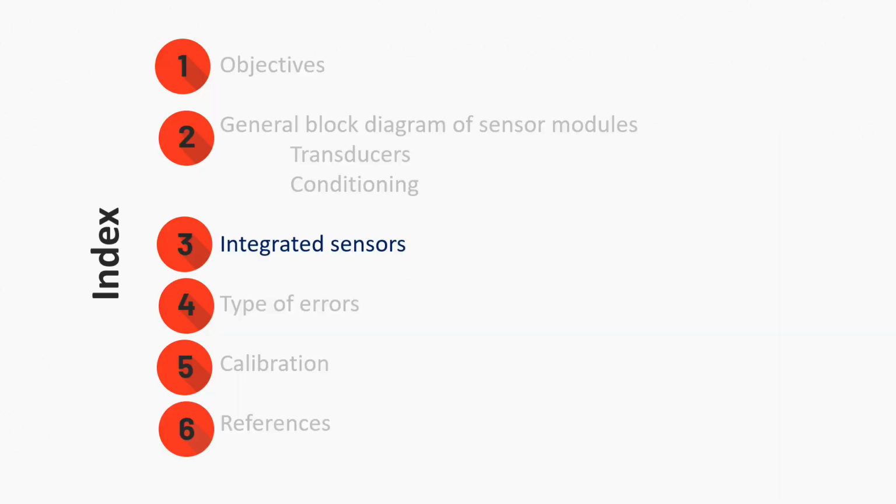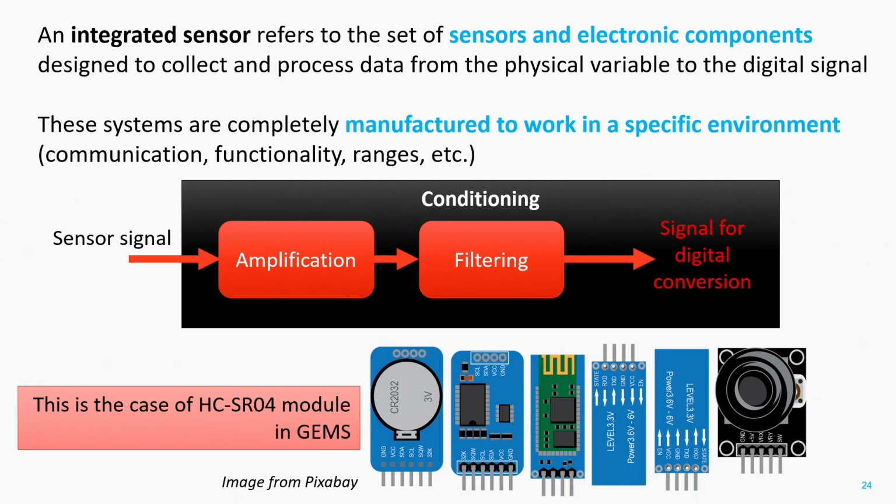So we can now go further into the integrated sensors that we can find in the GEMS project. What is an integrated sensor? It refers to a set of electronic components designed to collect and process data from a physical variable in order to give directly a digital signal to be processed in a microcontroller. These systems are completely manufactured to work in a specific environment. That means with a specific communication channel for the microcontroller, a specific functionality, and ranges and errors. In the case of the GEMS project, we can find the HC-SR04, an ultrasonic integrated sensor that will be analyzed further in this MOOC.